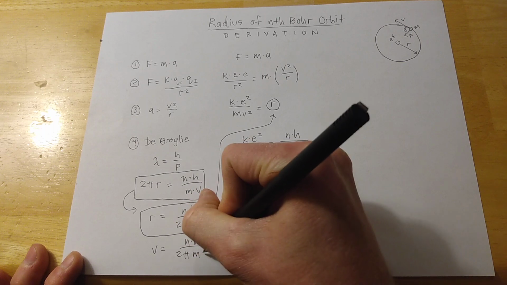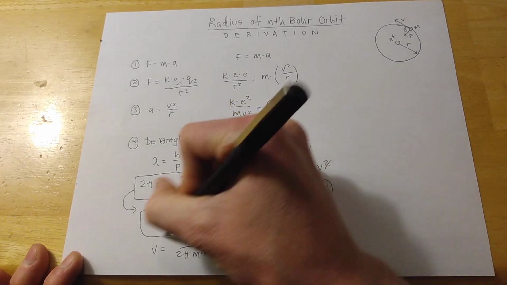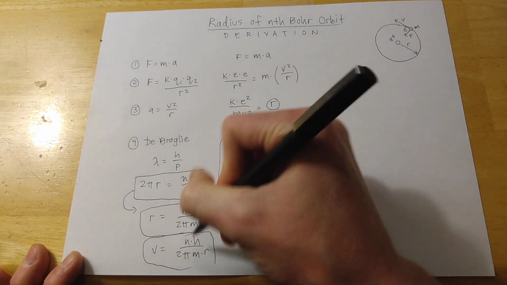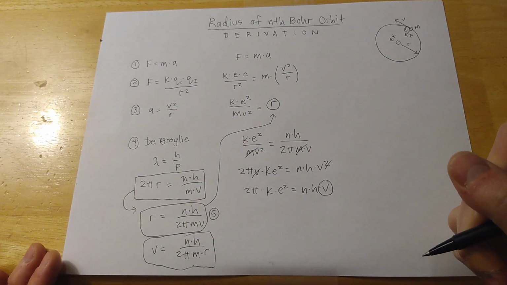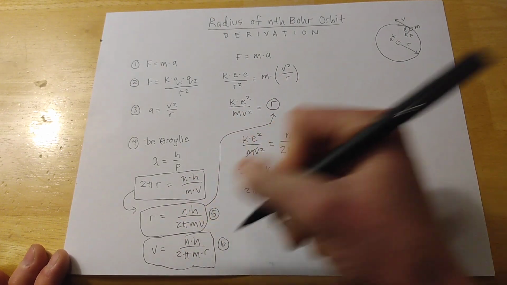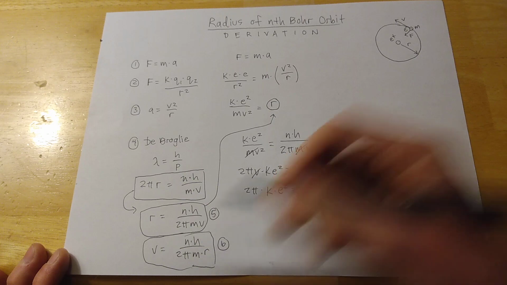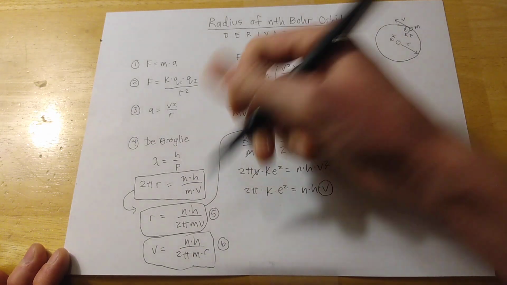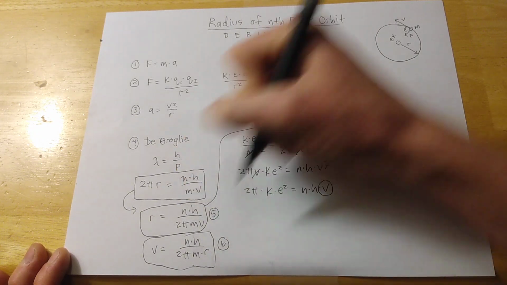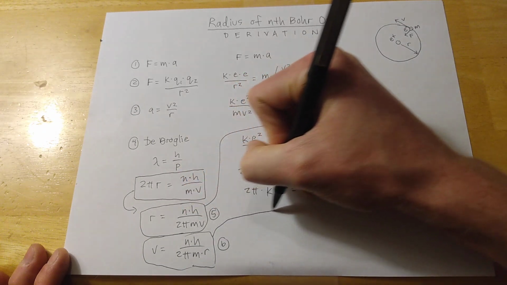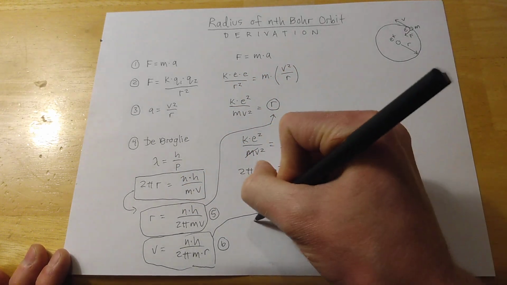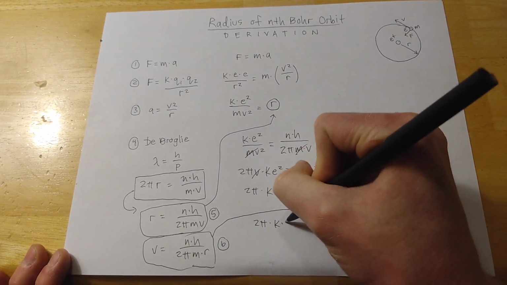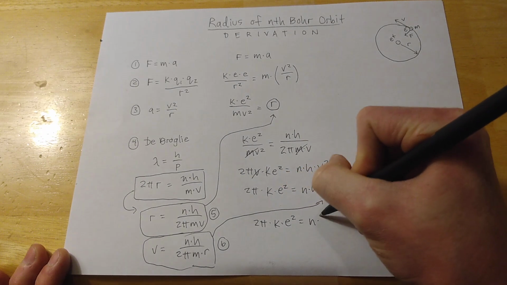2 pi mr. Sliding off my table there. So that's 6. And then let's use it's just substitution mayhem, isn't it? I mean, how many substitutions have we done so far? I don't know. Okay, 2 pi times k times e squared equals nh.